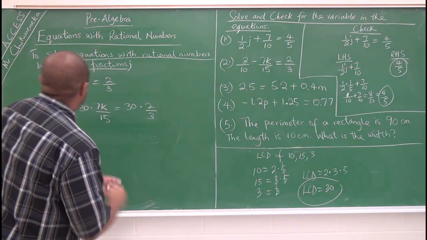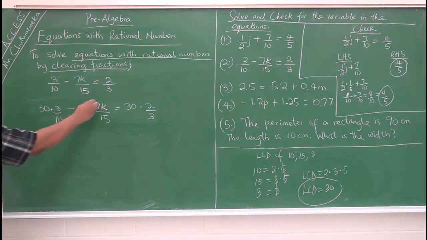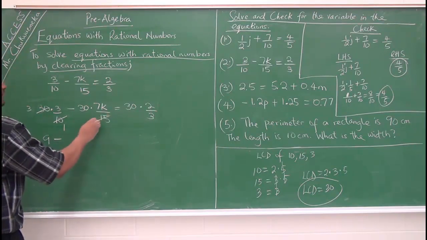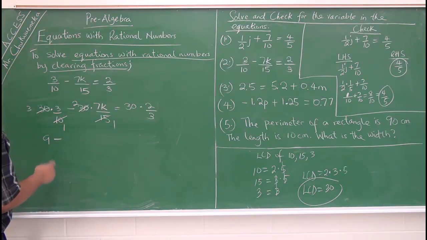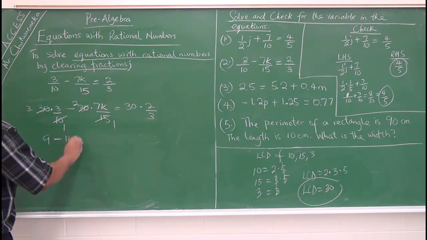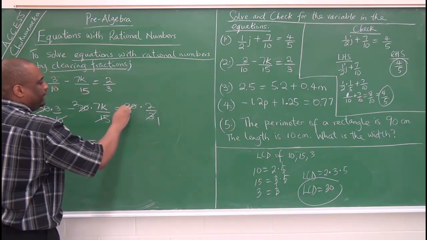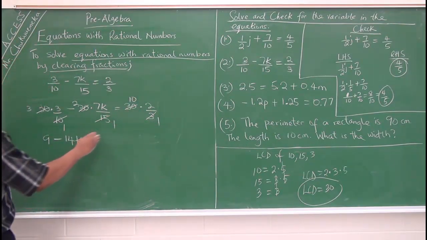So, when you have this now, we go ahead and multiply. 10 into 10 is 1, 10 into 30 is 3, 3 times 3 is 9, minus 15 into 15 is 1, 15 into 30 is 2, 2 times 7k is 14k, equal to 3 into 3 is 1, 3 into 30 is 10. 10 times 2 is 20.